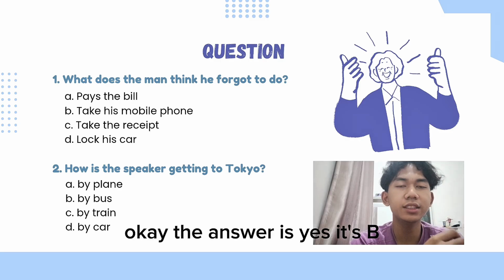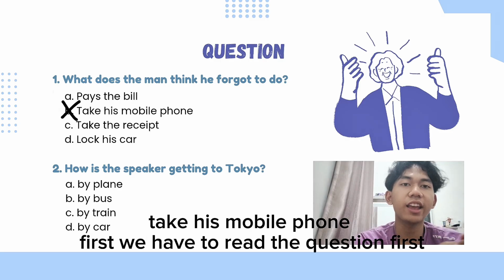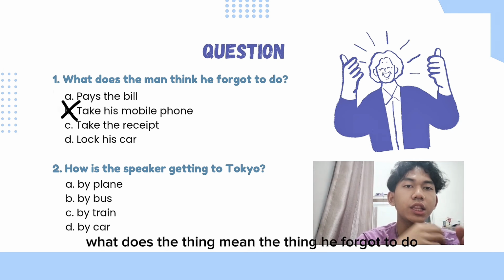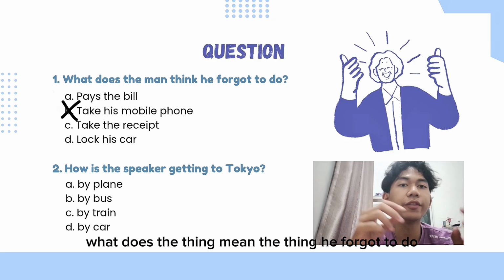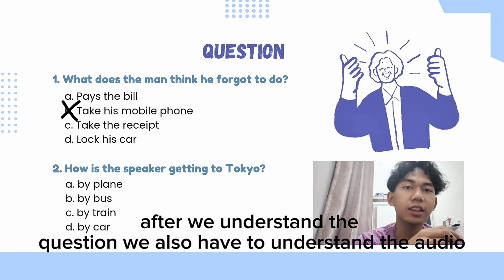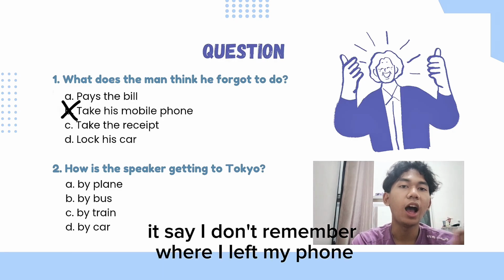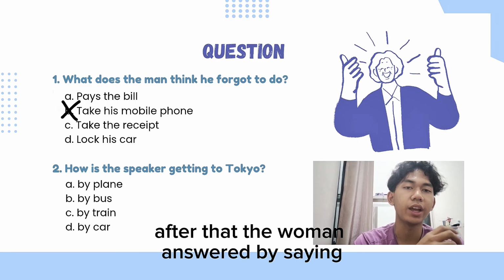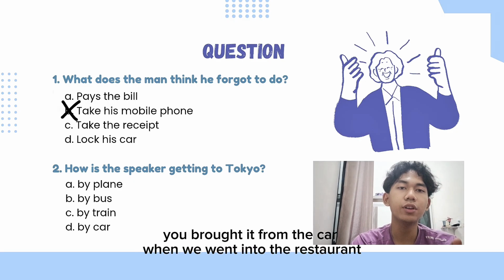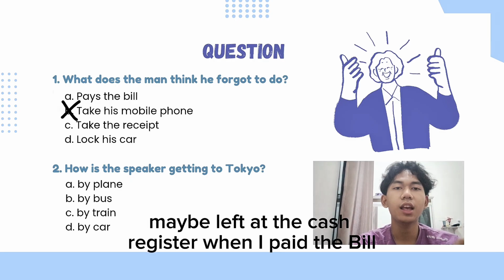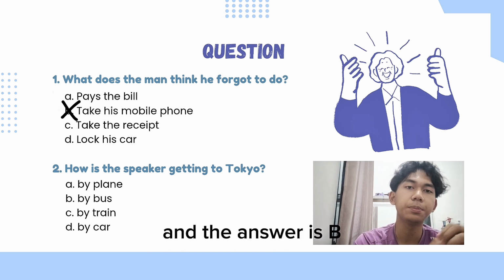Okay, the answer is B. Take his mobile phone. First, we have to read the question first. What does the thing mean? The thing he forgot to do. After we understand the question, we also have to understand the audio. It says, I don't remember where I left my phone. After that, the woman answered by saying, you brought it from the car when we went into the restaurant. Maybe left at the cash register when I paid the bill. And the answer is B.